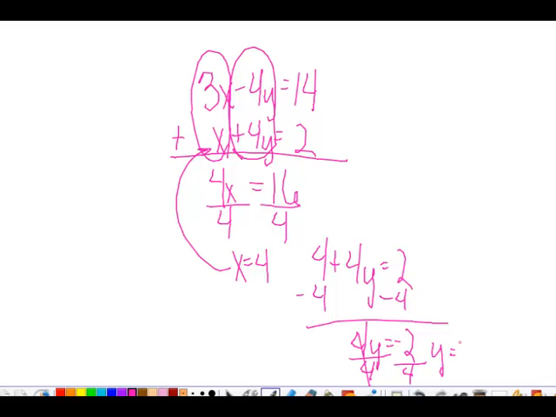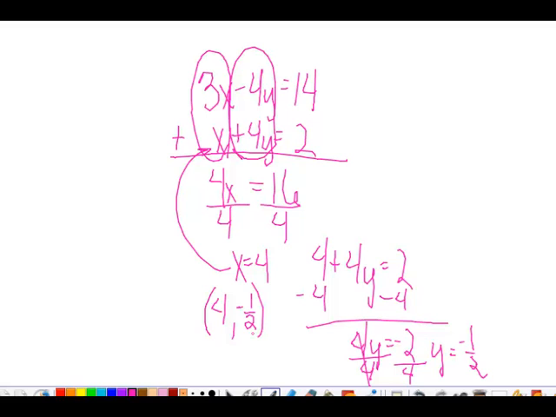Y is equal to negative 1/2. Now, notice that that is a fraction, which is perfectly fine. It is fine to have a fraction, so don't flip out just because you happen to get a fraction. You can still write it as a point. X is 4, y is negative 1/2.